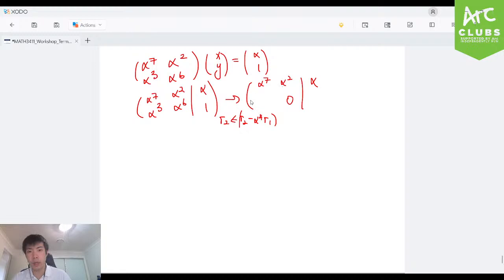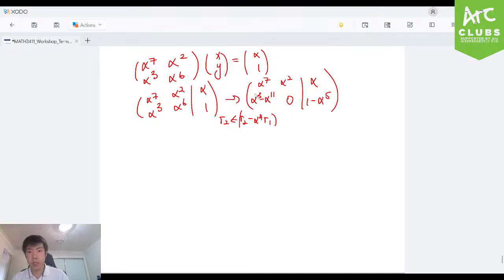Right. So in this case, I'll get alpha cubed minus alpha 4 times alpha power 7. Right. So that would be alpha to the power of 3 minus alpha to the power of 11. Right. 7 plus 4 is 11. And also 1 minus alpha to the power of 5. Okay.